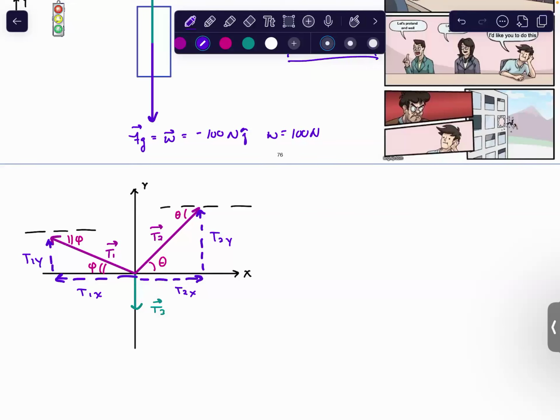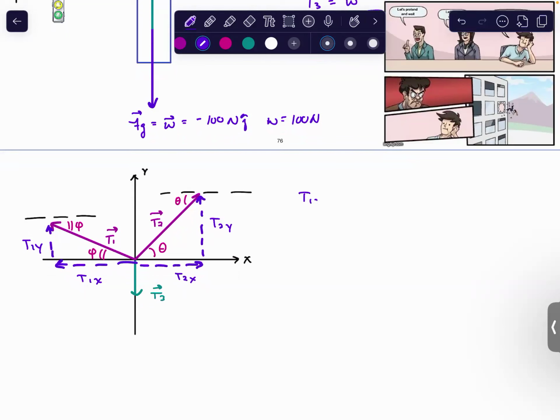Okay, so now we have our x and y. So we're gonna work on these components. Okay, so we're just gonna remind ourselves, T1x is gonna be T1 cosine of phi, T1y is T1 sine of phi. T2x is gonna be T2 cosine of theta. T2y is T2 sine of theta. And now we have to start worrying about how we're gonna figure out what T1 and T2 are, because we have two variables that we don't know.